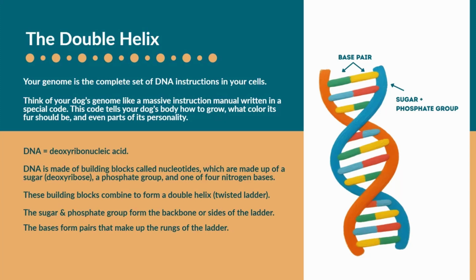DNA is made of building blocks called nucleotides, which are made up of sugar, deoxyribose, a phosphate group, and one of the 4 nitrogen bases. These building blocks combine to form a double helix, which looks much like a twisted ladder. The sugar and the phosphate group form the backbone or sides of the ladder, and the bases form pairs that make up the rungs of the ladder.